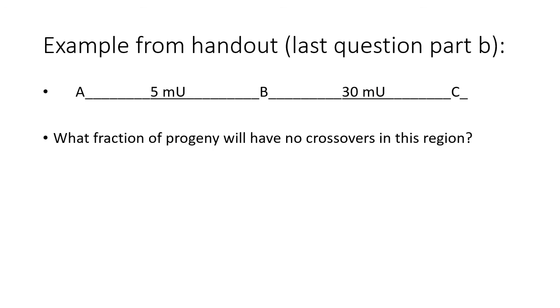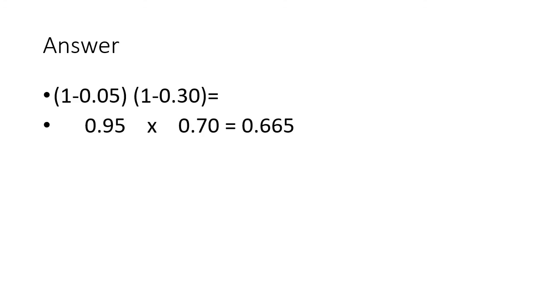Okay. So another way we can use this is just to look for individual gamete types or individual progeny rather than having to go through the whole mess. What fraction of progeny will have no crossovers in this region? No crossover here, 1 minus 0.05, no crossover here, 1 minus 0.3. Right? So that gives me 0.665.